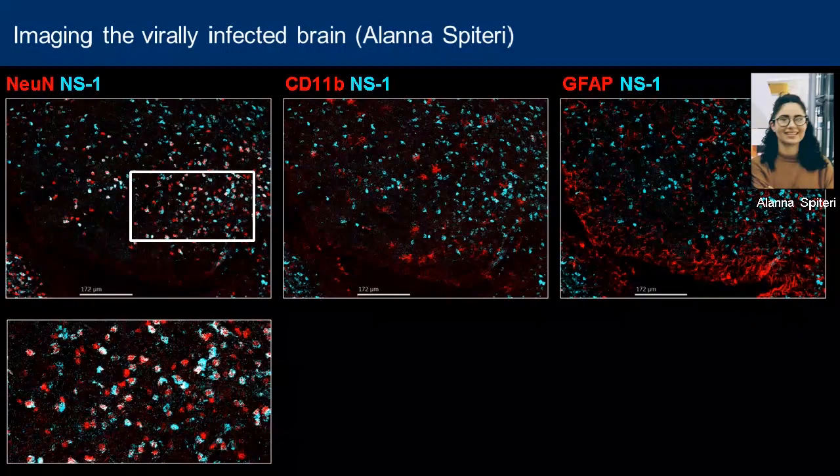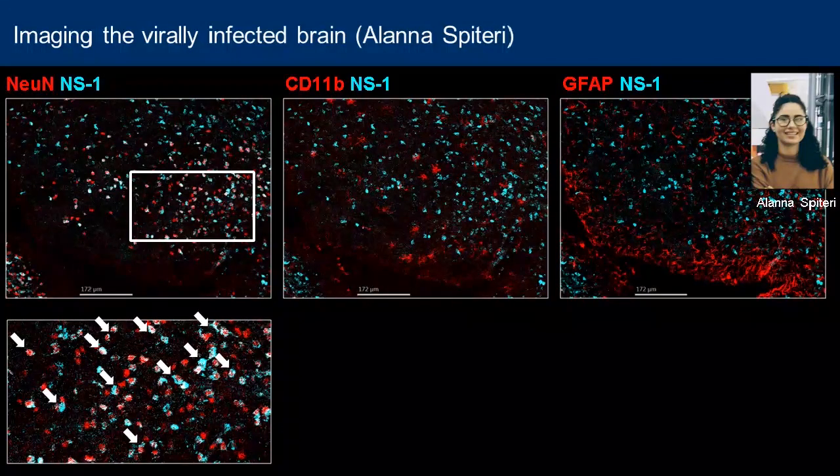And something that we can do with IMC, for instance, is look at the staining, in this case of NS1, which is a viral protein, and see what kind of cell it associates with. We see in this case that NS1 associates highly with NeuN, which is a neuronal nuclei marker. And we can see that these two correlate very highly. So we're seeing infected neurons in this case.